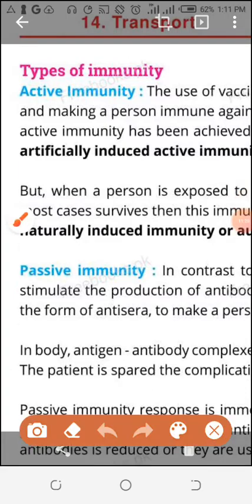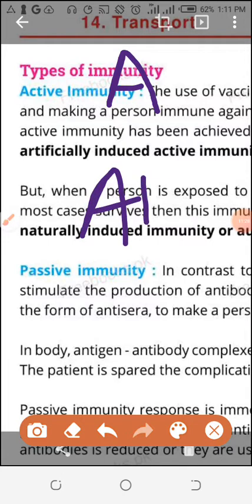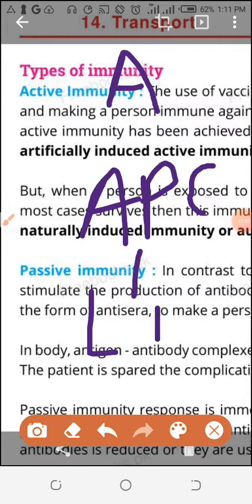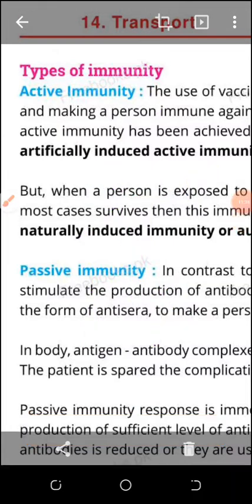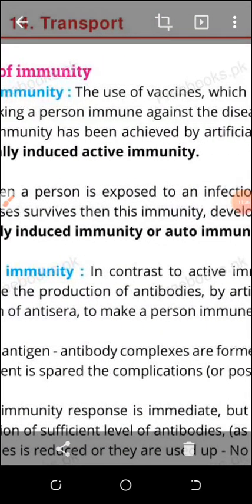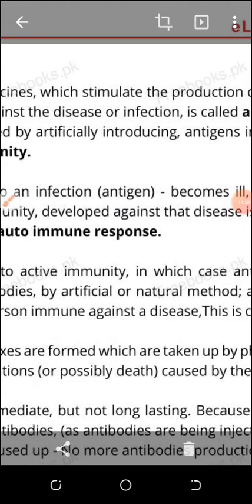Because when an antigen enters your body, your immune system makes antigen presenting cells. They help lymphocyte B form plasma clone cells, and plasma clone cells form antibodies automatically. You are not getting any vaccine because your natural system is active and is able to prevent that bacteria.